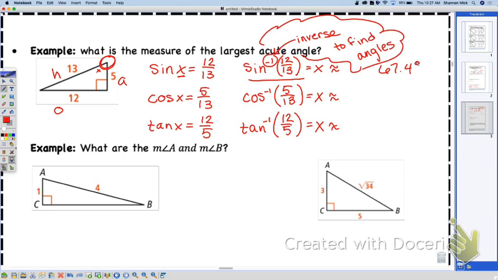Okay, I want everybody, I will be right there, Nicole. Yeah, I got it. You must have just hit something funny. For all three of them, you should get approximately 67.4 degrees. Make sure your degree mode is on. You have to clear it out and do it again: second trig, hit enter, then 12 divided by 13. Do it right now.